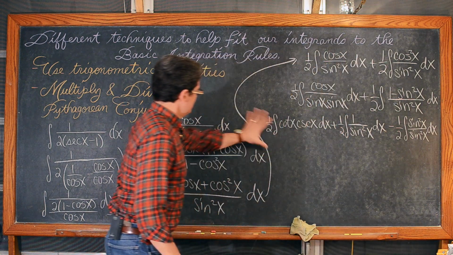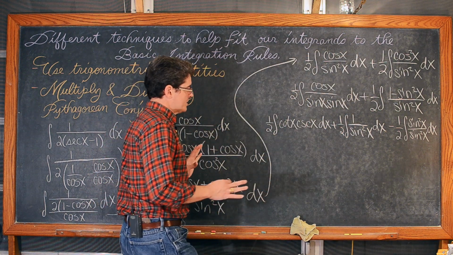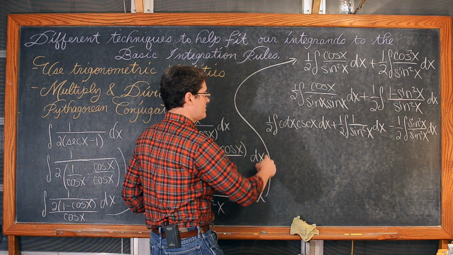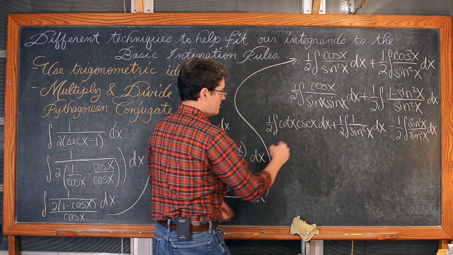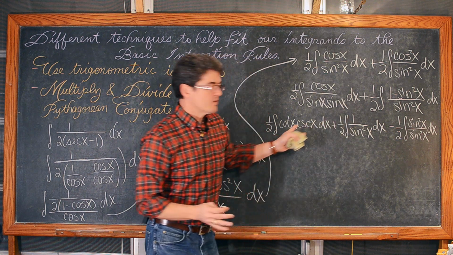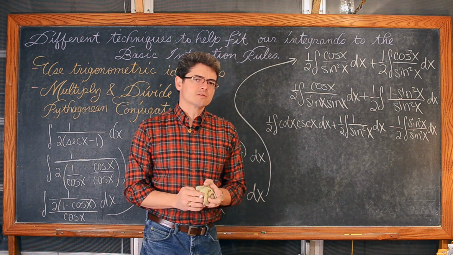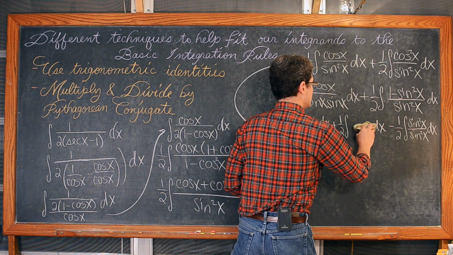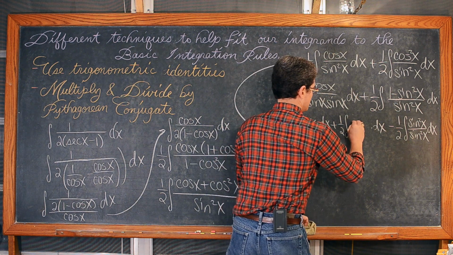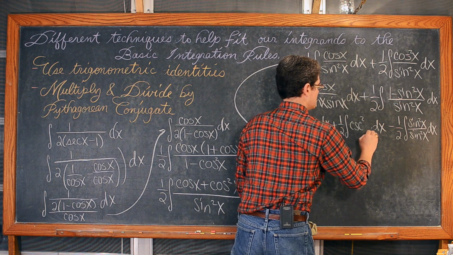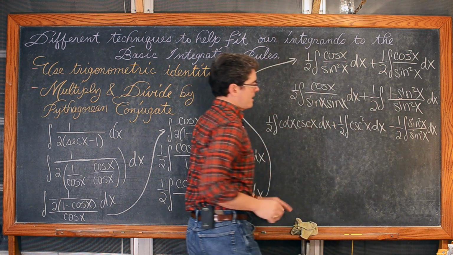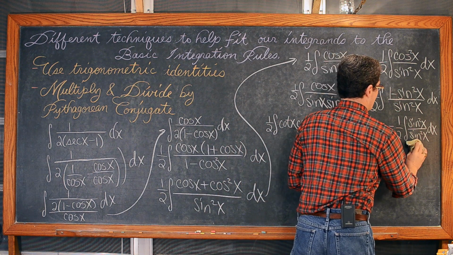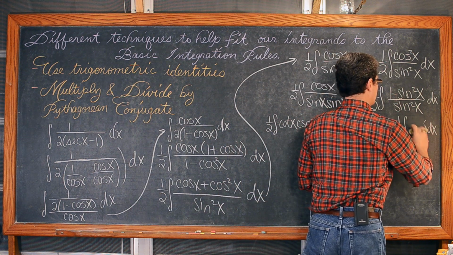Alright, I just moved that little bit of work over because I want it all on the same board, so when I step out you can copy it. I've rewritten it, and 1 over sine squared is cosecant squared. And of course, sine squared over sine squared is going to be 1, so this just ends up being the integral of dx.